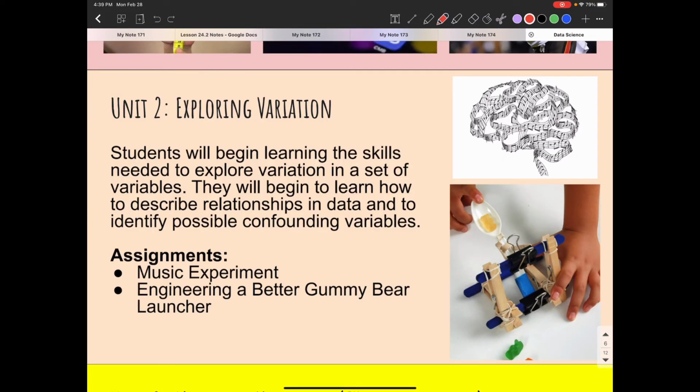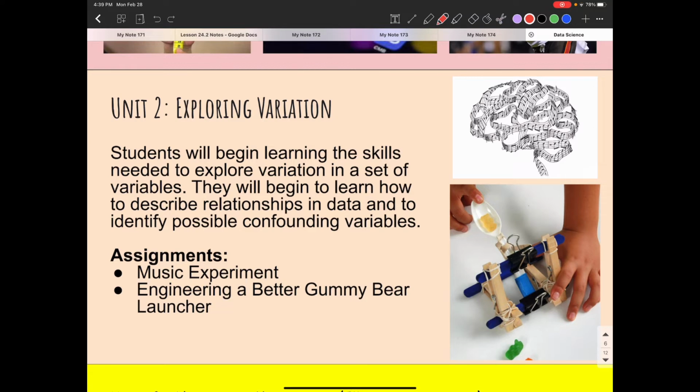In Unit 2, we're going to be exploring variation. So after gathering experience with collecting and cleaning data, students are going to begin learning the skills needed to explore variation in a set of variables. And if you don't know what variation is, it's just a way to show how data is dispersed or spread out. So we'll be doing a few assignments in Unit 2, two that I want to talk about.